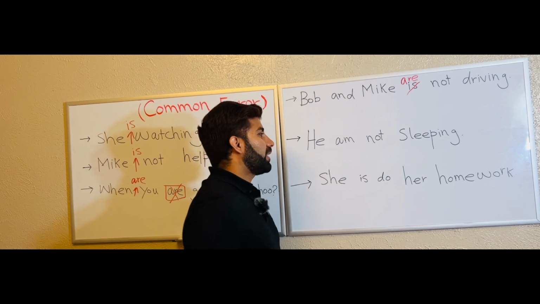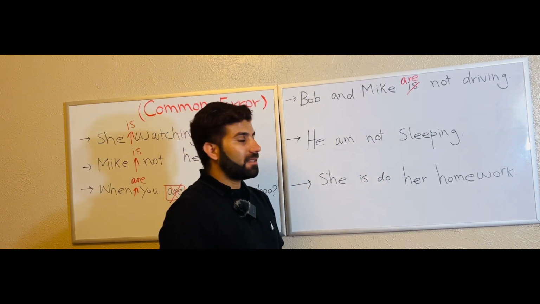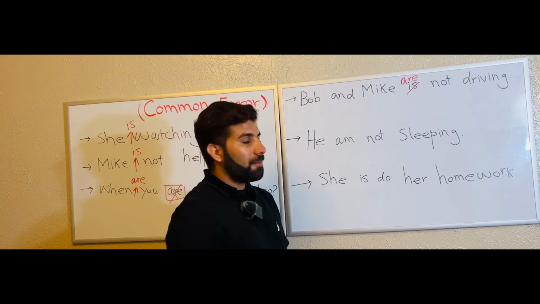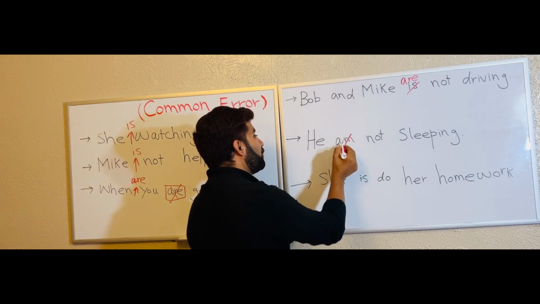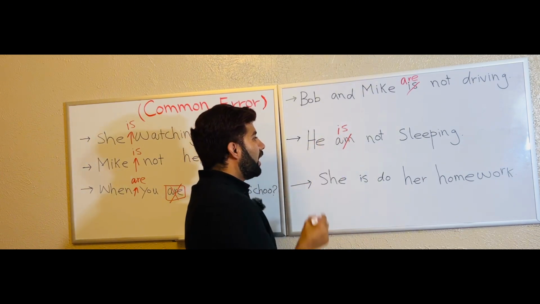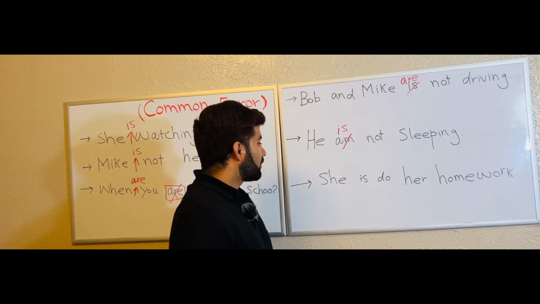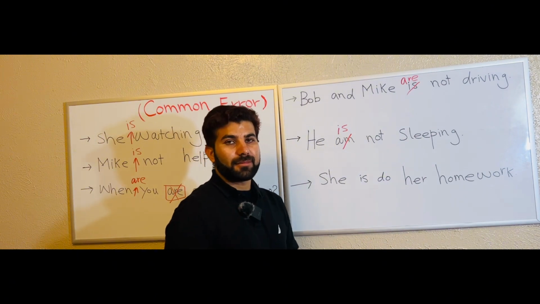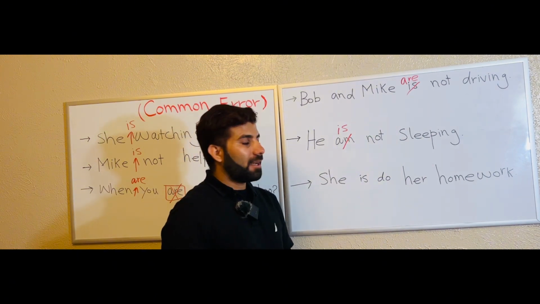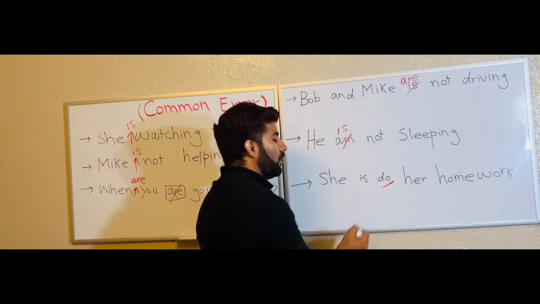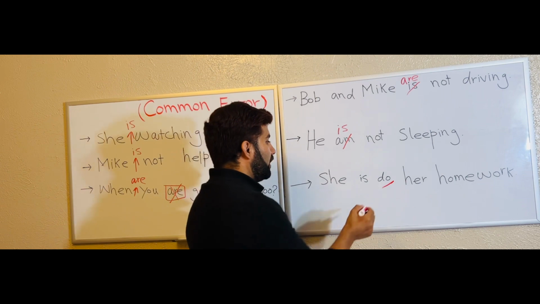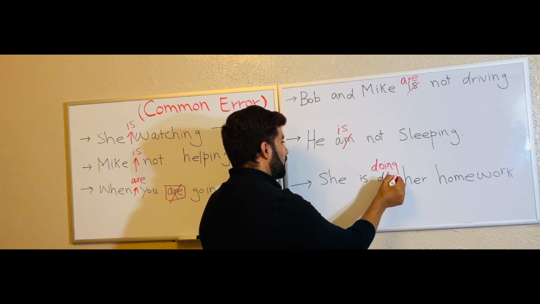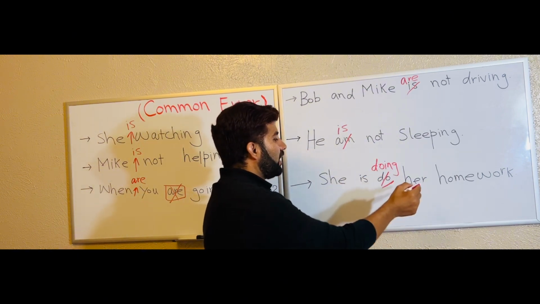He am not sleeping. If somebody writes or says it this way, it is incorrect because after he we use is. He is not sleeping. The last sentence: she is do her homework. This is incorrect because with the base form do, we need to add ing. So the correct sentence will be doing. She is doing her homework.